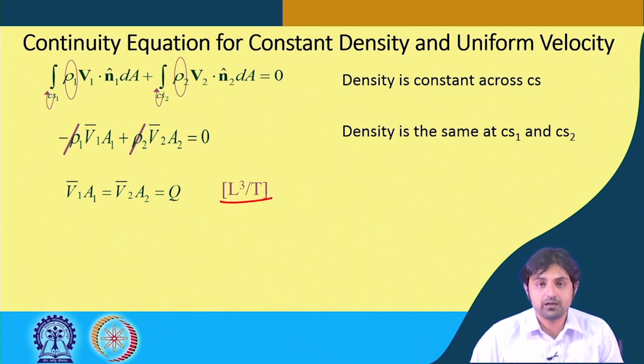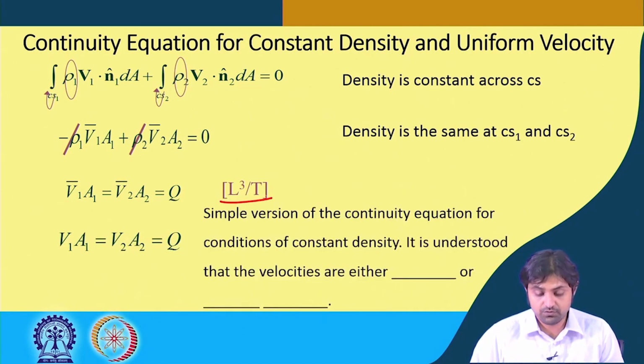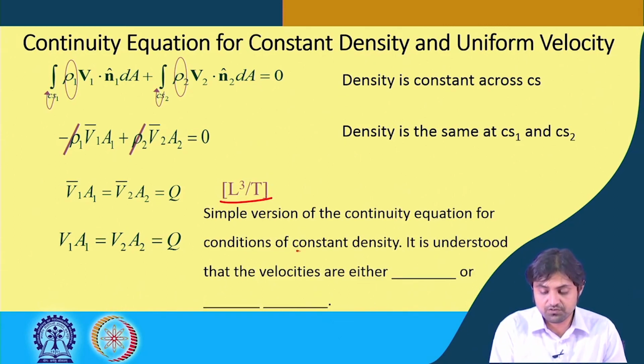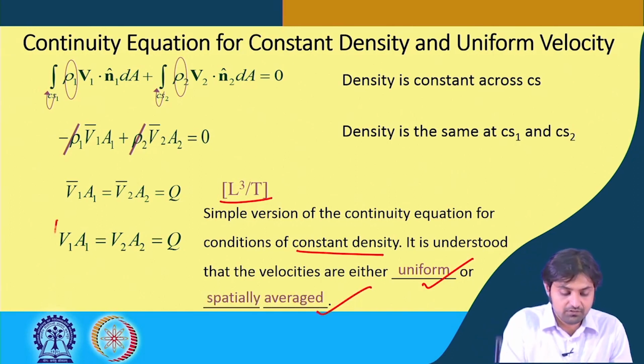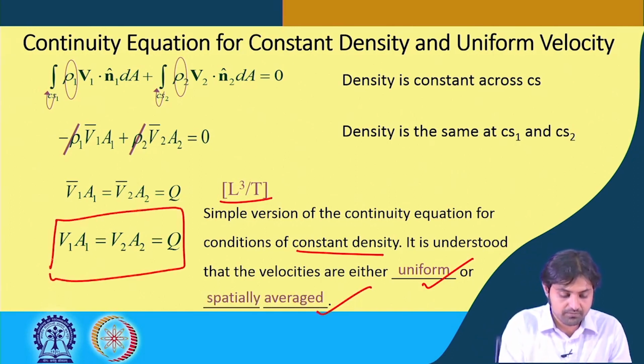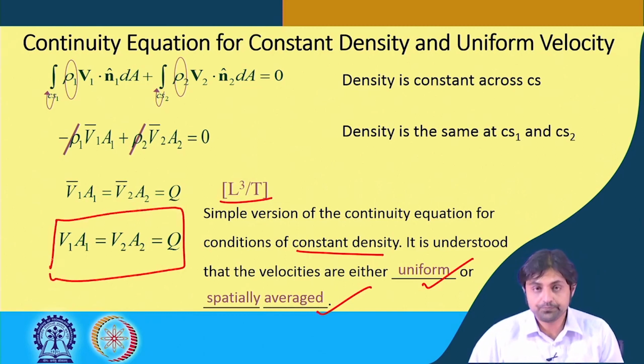Not liter cubed, length cubed by time. So v1 A1 is equal to v2 A2 is equal to Q. This is the simple version of the continuity equation for conditions of constant density. It is understood that the velocities are either uniform or spatially averaged. In both cases, this is the equation of continuity. Okay.